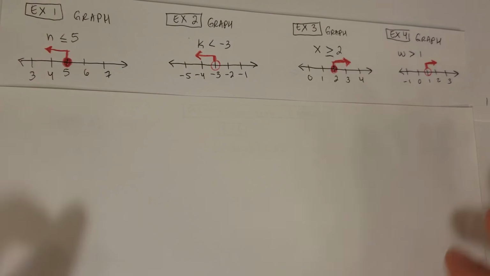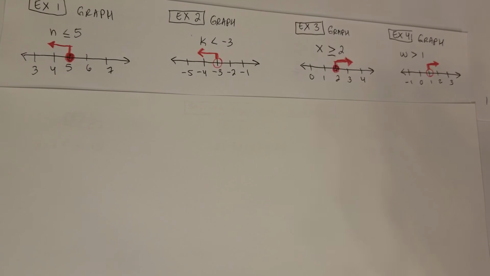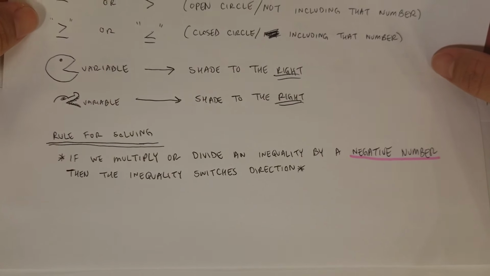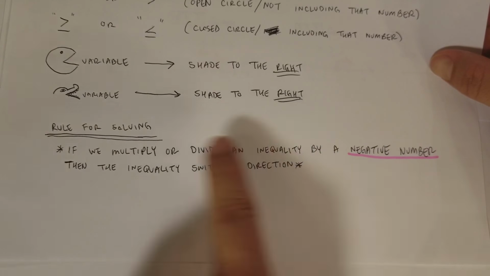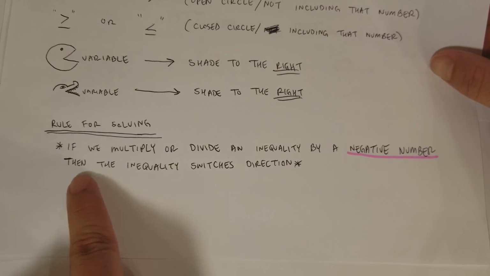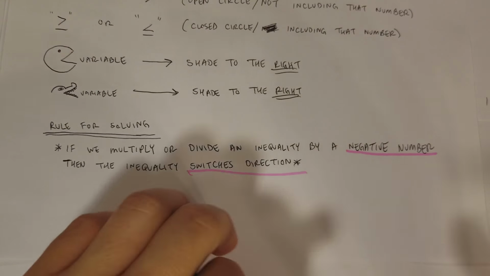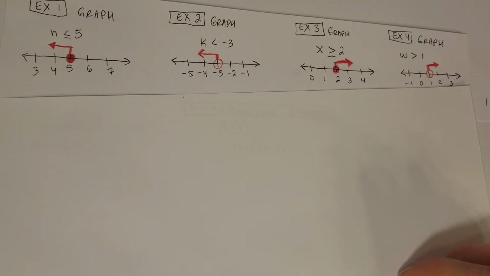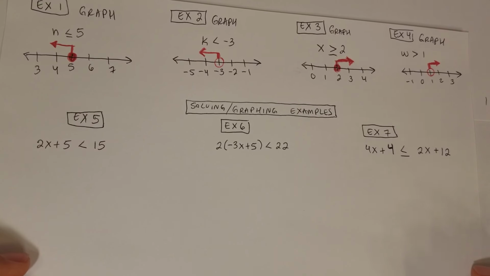In these problems, we're actually going to have to solve and then graph the inequality. If you remember the rule for solving, which I showed you guys earlier, when you divide by a negative number in an inequality, or multiply both sides by a negative number when you're trying to solve an inequality, then the inequality is going to switch directions. So key here is that we will switch the direction if we divide by a negative. Let's try some examples. So example number 5, 6, and 7 will be the last ones for this lesson.